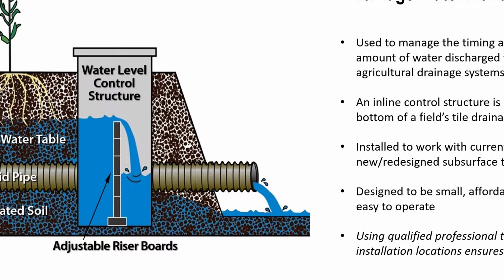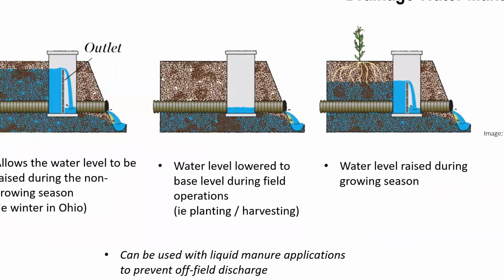So it's a pretty flexible piece of infrastructure that can help, as we'll see, accomplish several goals. So the main point of the way that this works is that we don't necessarily need to have the water table drained all year round. In Ohio, in the winter, we can keep the water table higher.